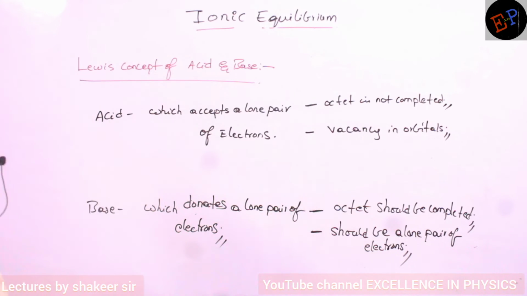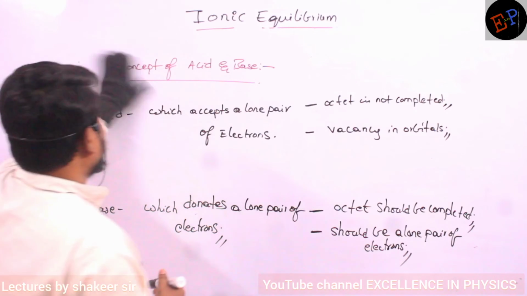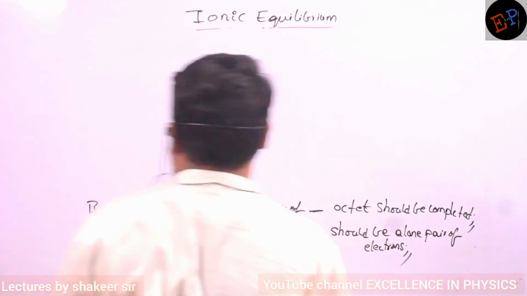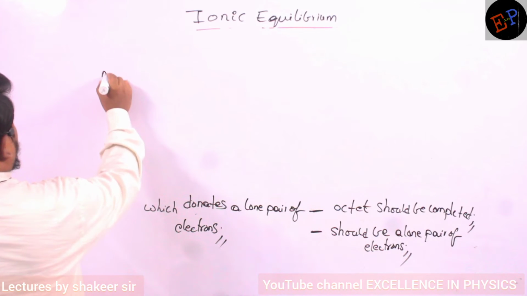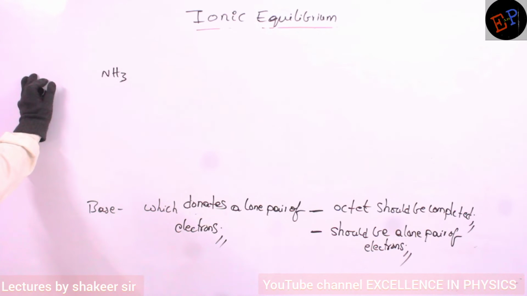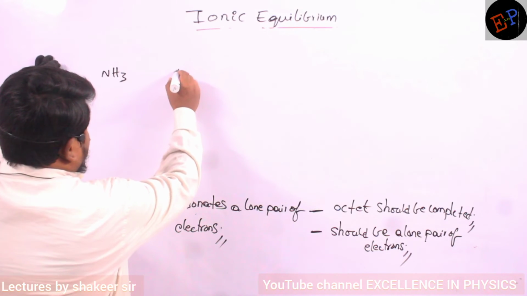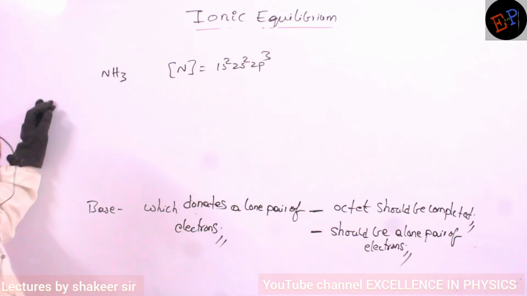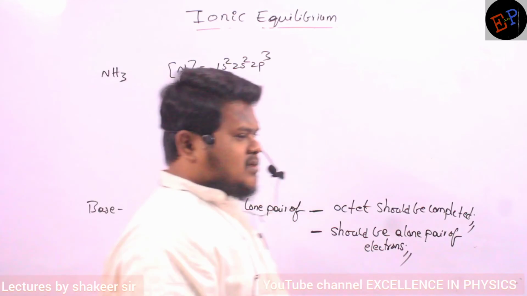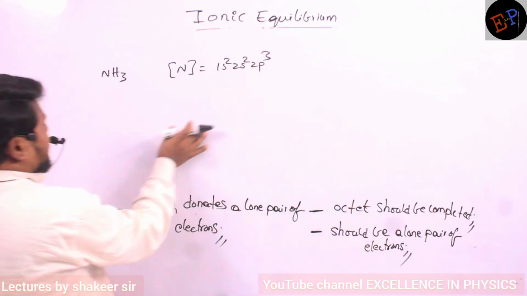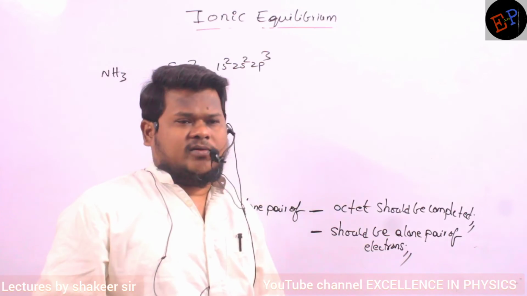Are you able to understand? Now let us take some examples of this. For example, if I take the example of NH3, I have to check whether it is behaving like an acid or like a base. So what is the electronic configuration of nitrogen? 1s2, 2s2, 2p3. This is the electronic configuration. It means 5 electrons are present in the outermost orbital. But it is forming a bond with how many hydrogens? 3 hydrogens.